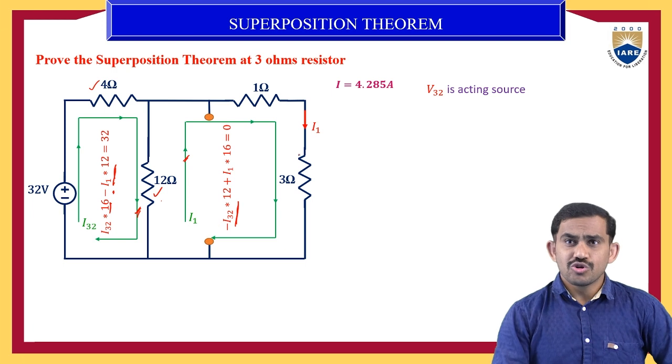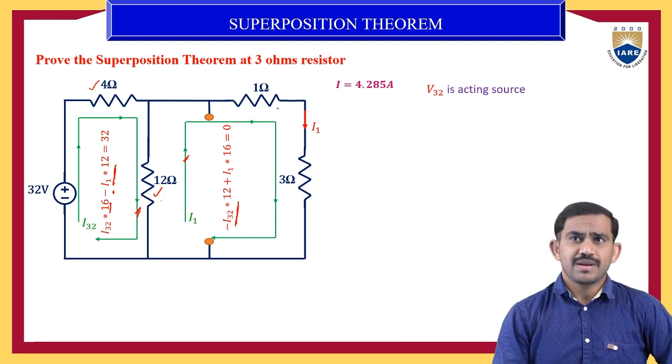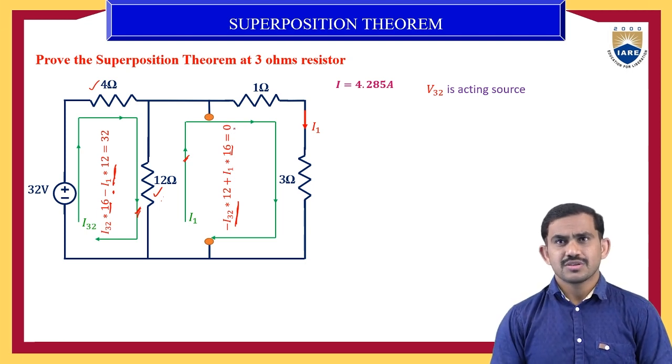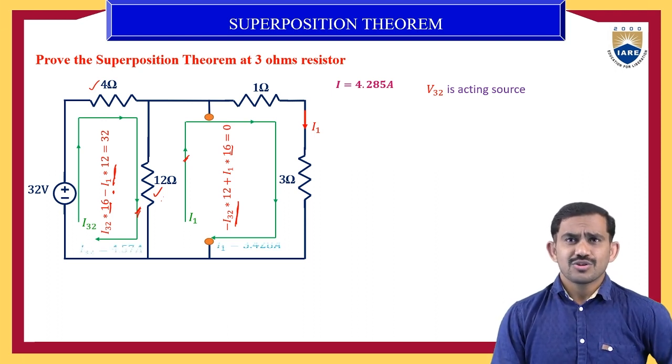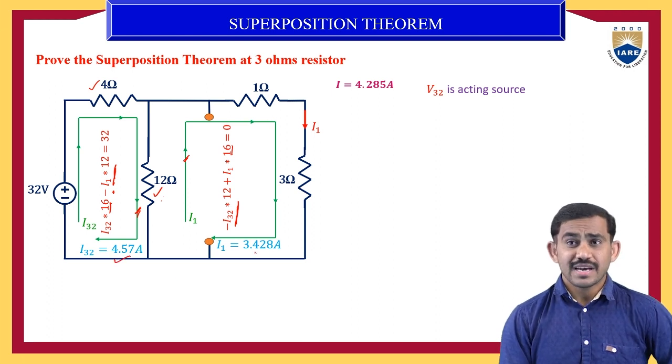And from loop 2, how many resistors do we have? 12 plus 1 plus 3, so that is 16 ohms. 16 ohms into which current? I1 current. Any voltage source or current source? No, so directly we will write 0. So we have two equations and two unknowns, so you can find the loop 1 current as well as the loop 2 current. Loop 1 current is 4.57 amps and loop 2 current is 3.428 amps.